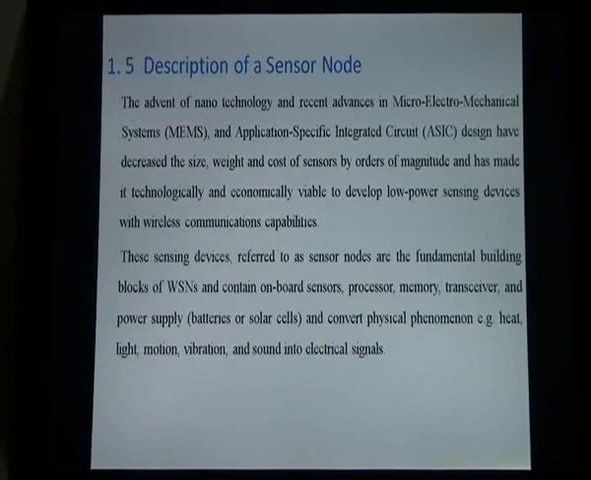As far as the detailed description of a sensor node is concerned, with the advancements in MEMS technology and in the ASIC domain, the cost and size of ICs have decreased by orders of magnitude. So the sensing devices, which are referred to as sensor nodes, are definitely the basic building blocks of wireless sensor networks. They contain onboard sensors, processors, memory, a transceiver, and a power source in the form of a battery or solar cells, and they convert physical phenomena like heat, light, motion, pressure, vibration and sound into electrical signals.